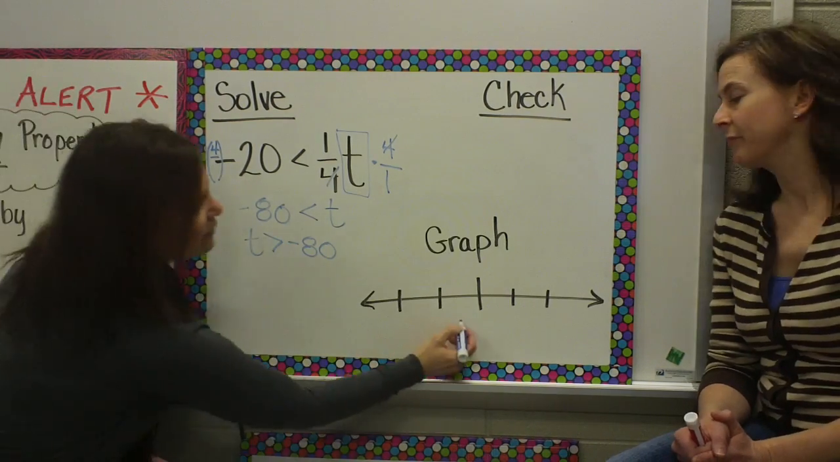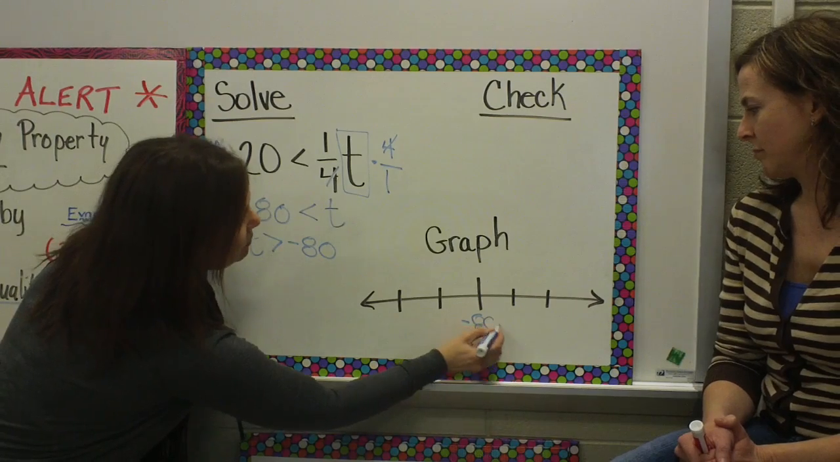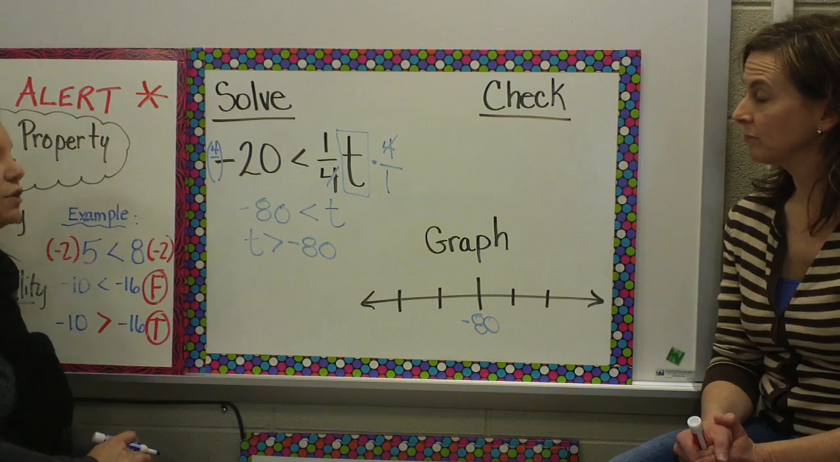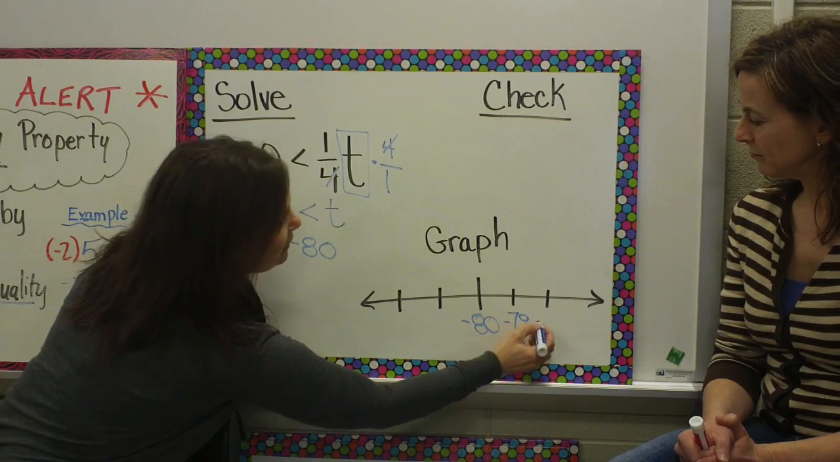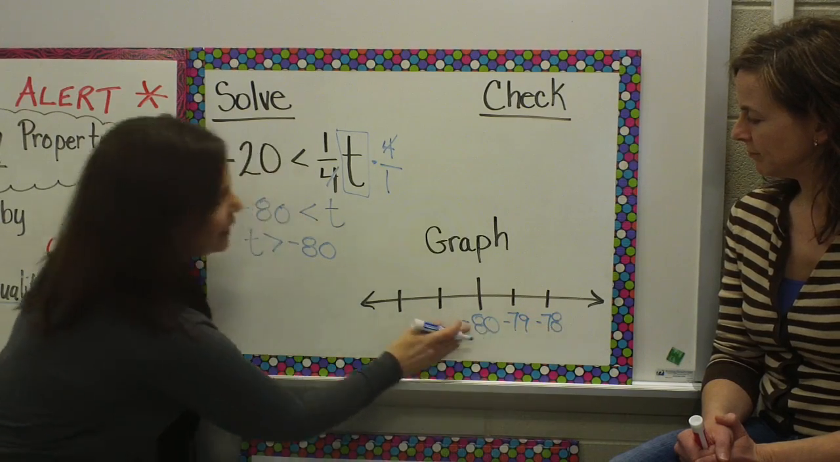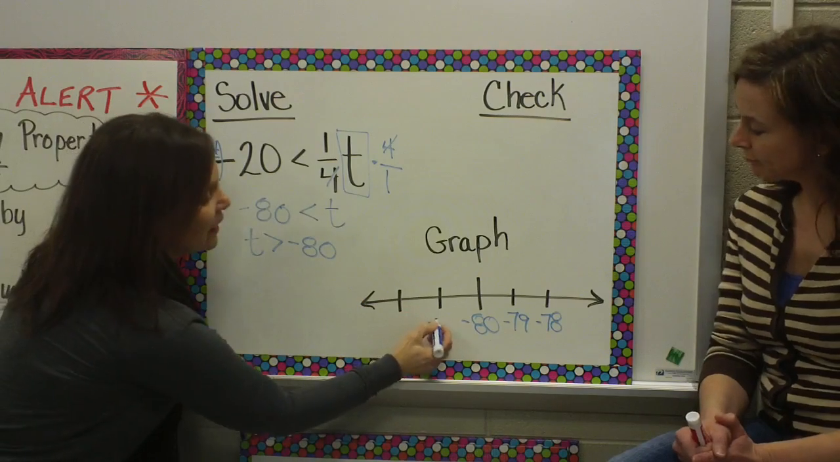80. In my graph, negative 80 is going to go in the center. I'm going to count by an interval of 1, so negative 79, negative 78 to the right, and as it gets smaller, negative 81.